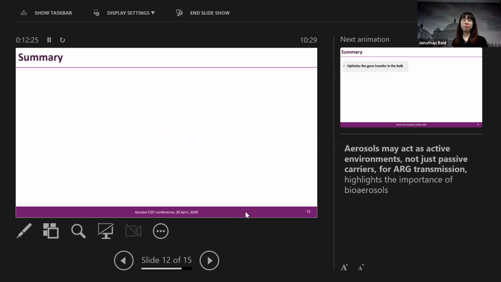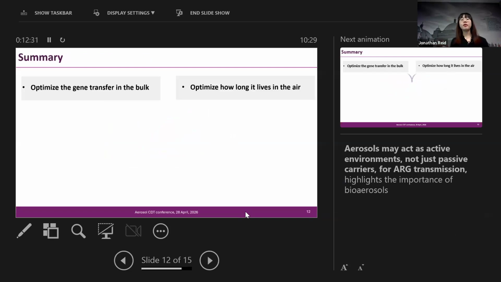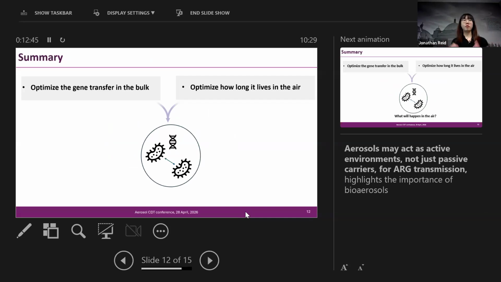Okay, in summary, we spent time optimizing the gene transfer in the bulk phase, and we also optimized how long the bacteria live in the air. We take these things together, and the further step is we want to see what will really happen in the aerosol, and that is the aim of this project.